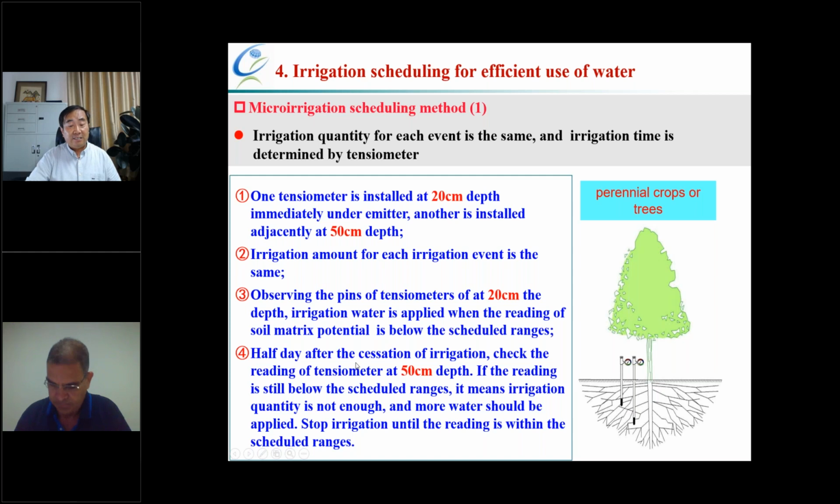Half a day after the cessation of the irrigation, they check the reading of the tensiometer at 50 centimeter depth. If the reading is still below the threshold, it means the irrigation quantity is not enough, and more water should be applied once again. Stop irrigation until the reading is within the range.